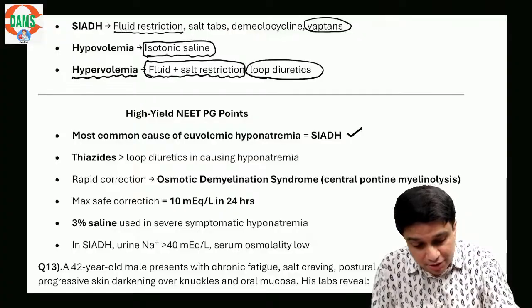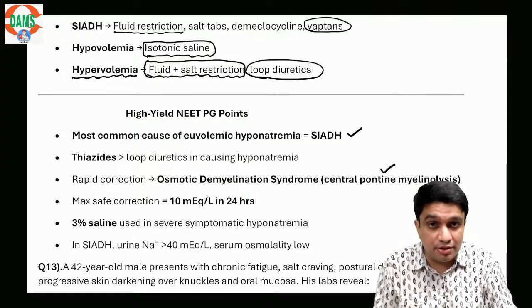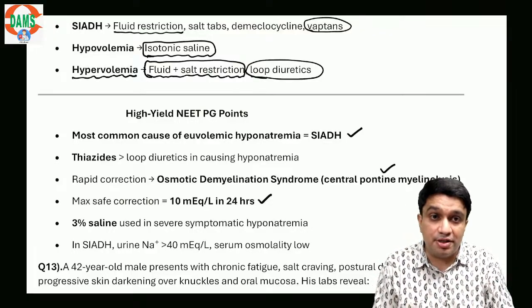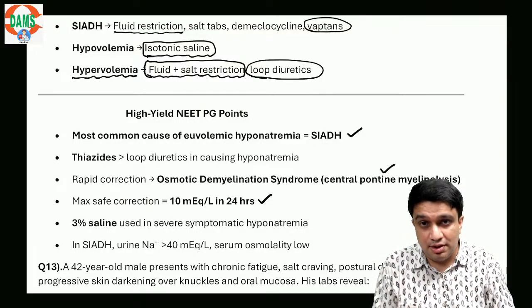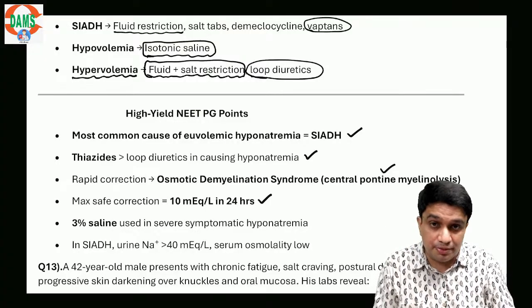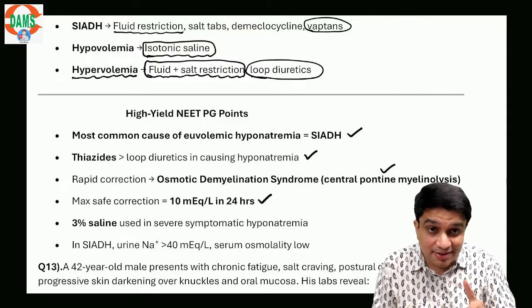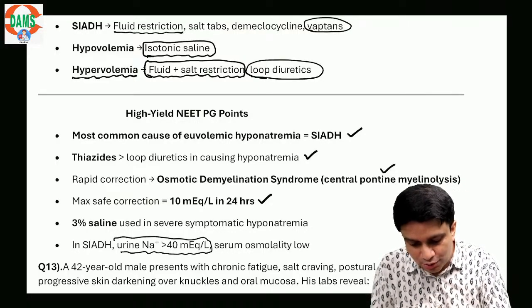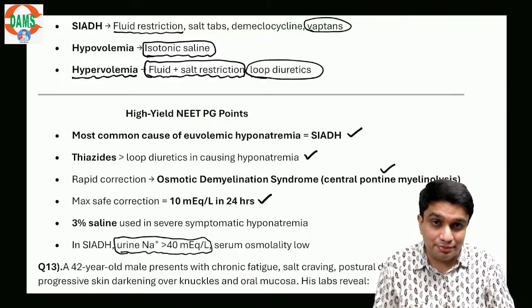Rapid correction of hyponatremia will cause central pontine myelinolysis. Maximum safe correction is 10 milliequivalent per liter in 24 hours. What diuretics are going to cause hyponatremia more often? Thiazide, not the loop. And SIADH. Don't forget, urinary sodium excretion is more than 40 for them.